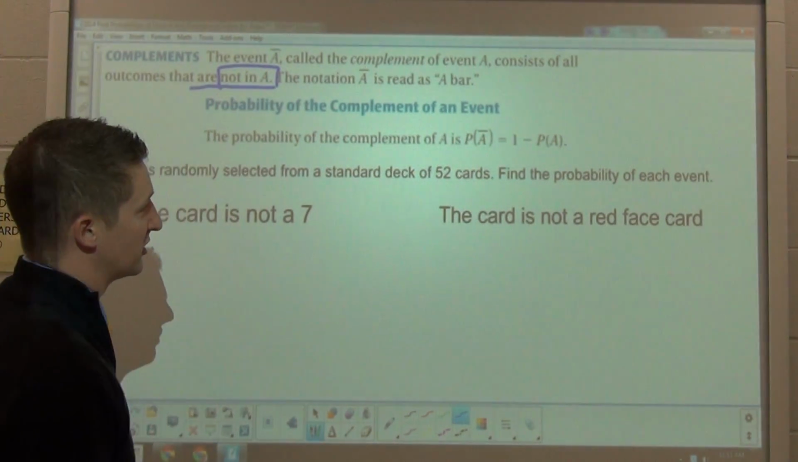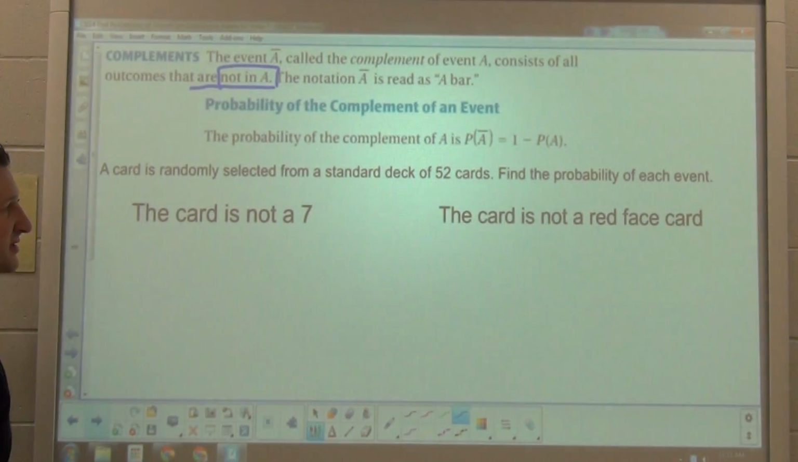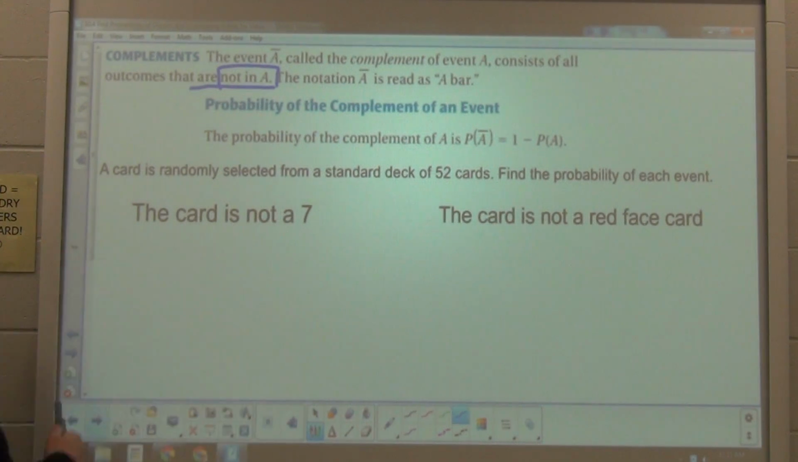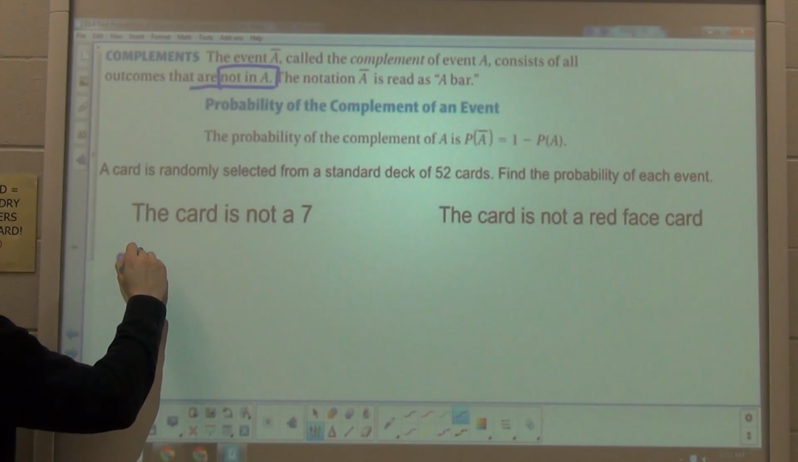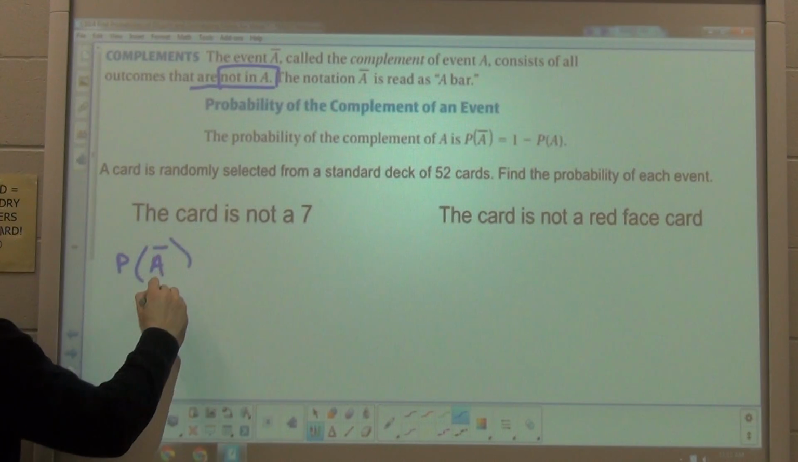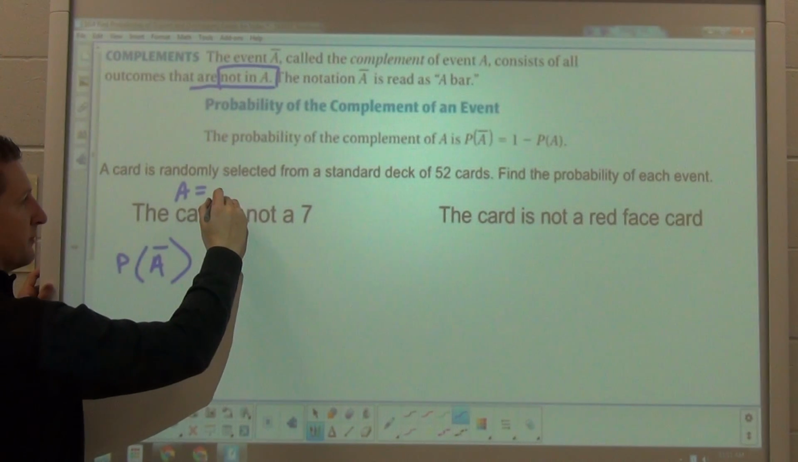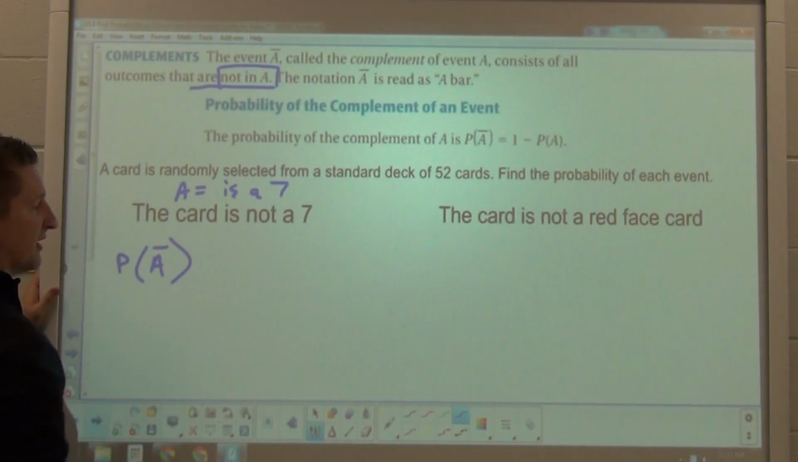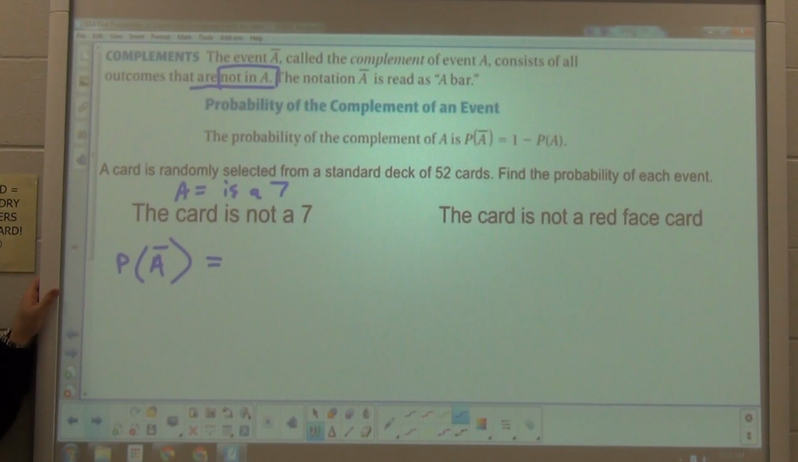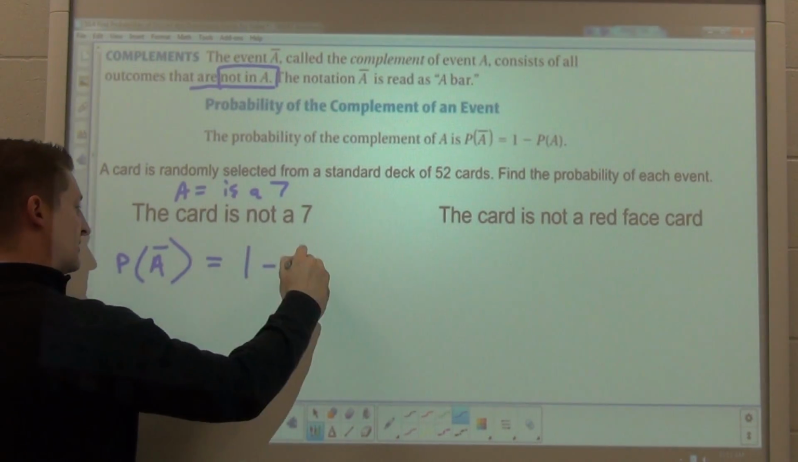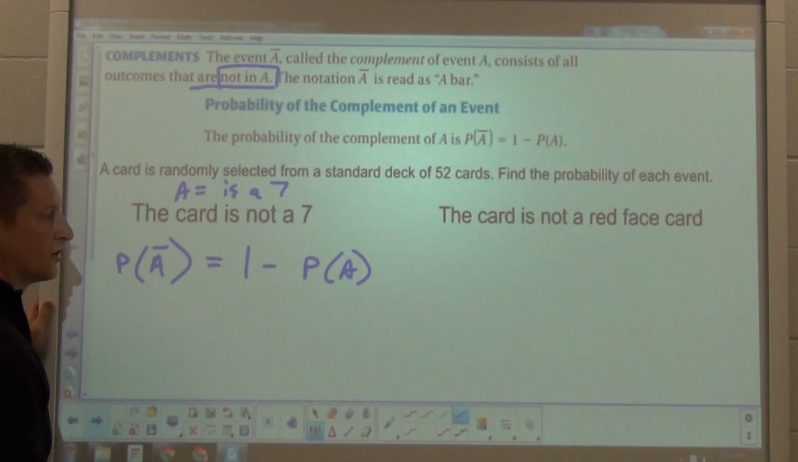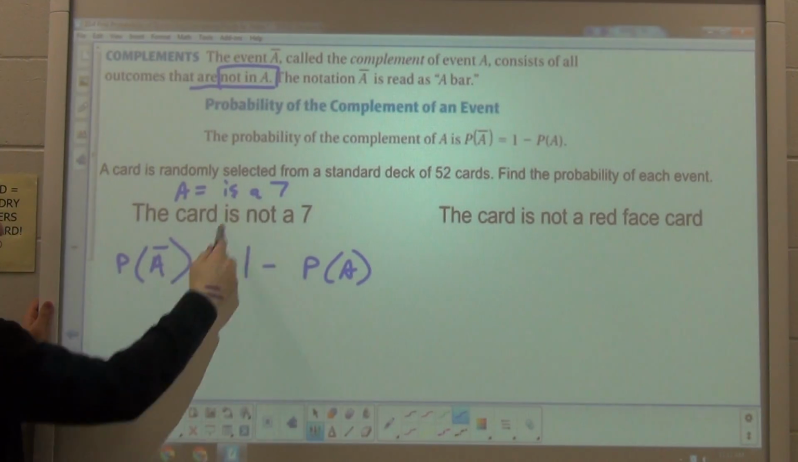So, putting this to work for us, a card is randomly selected from a standard deck of 52 cards. Find the probability of each event. So our first probability is to find the probability that the card we're selecting is not a 7. So I would say that event A would be that it is a 7. So if I want the probability that it's not a 7, I take 1 minus the probability of event A occurring. Well, what's the probability of actually drawing a 7?